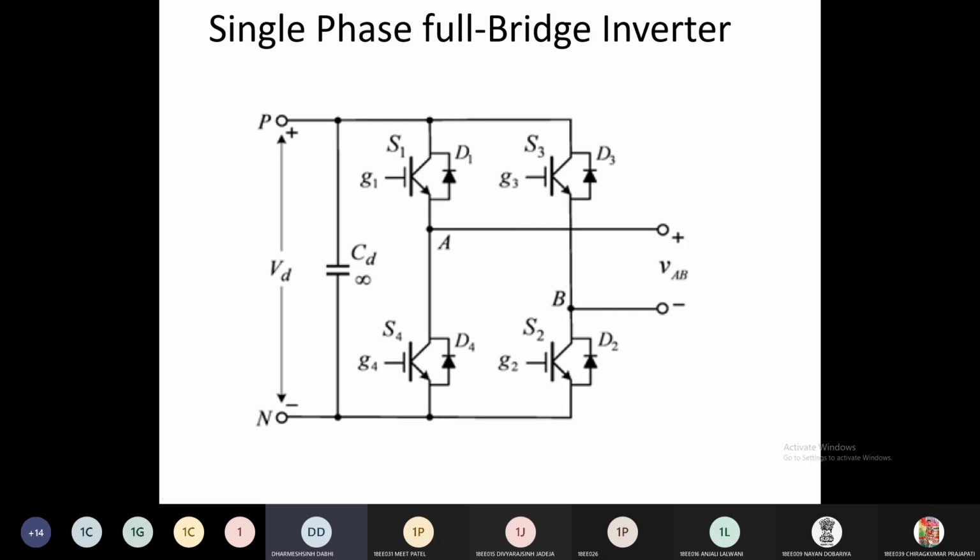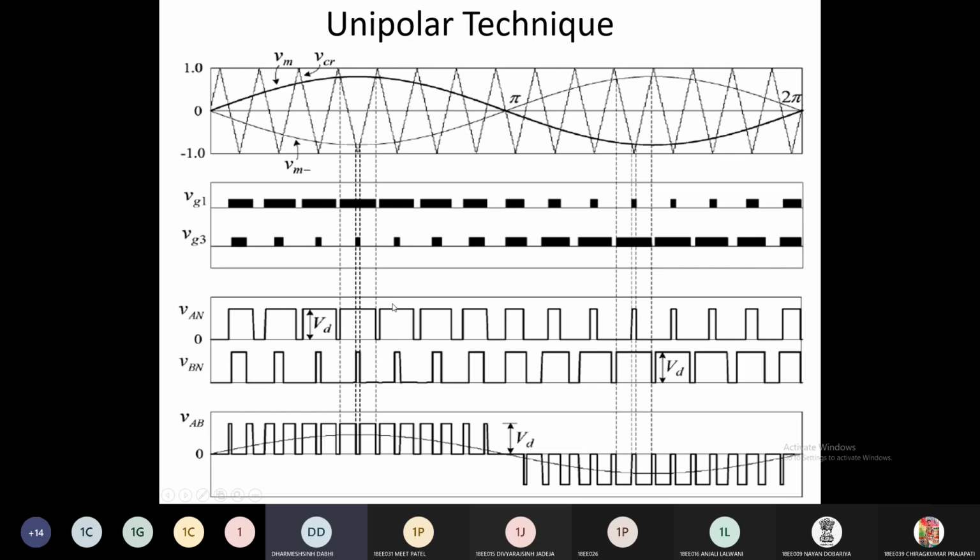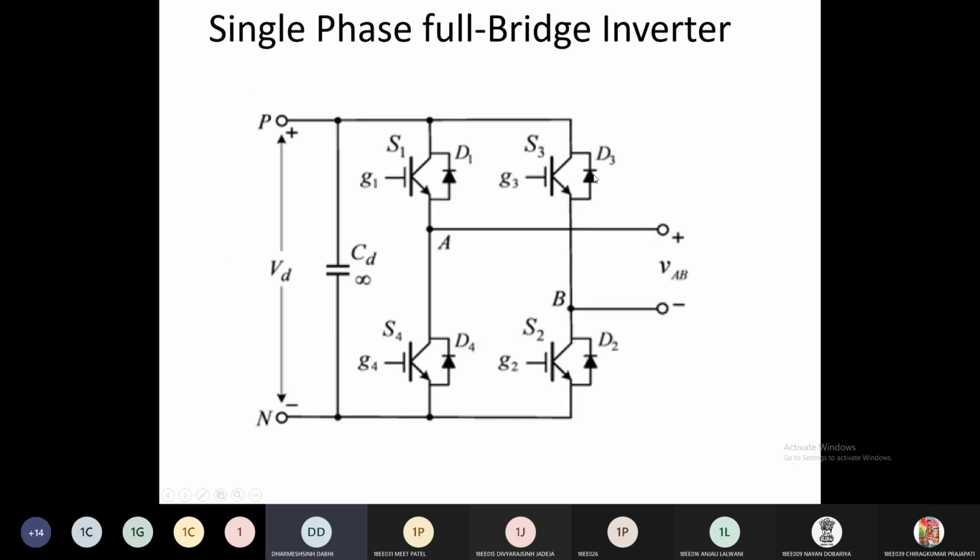So in short, here in the unipolar technique, you have 4 different gate pulses. In this figure, you can see VG1 and VG3, which are the gate pulses of S1 and S3. S1's complement is applied to S4, and S3's complement is applied to S2. But as you know, you get the positive output voltage VAB only when S1 and S2 are both turned on at the same time. If only S1 is on and S2 is off, then you do not get the output voltage VAB. Clear?